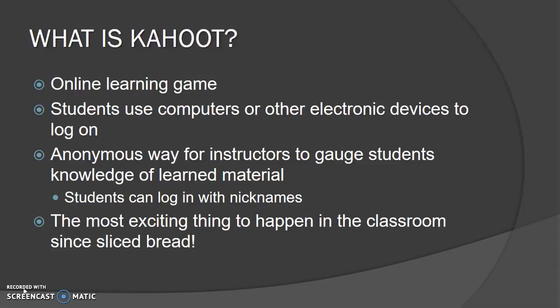Kahoot is an anonymous way for instructors to gauge students' knowledge of learned material. The reason that it's anonymous is that students can log on using a nickname. They don't have to use their real name. If they're not feeling confident about the material that they've learned, you can just enter a nickname, and then afterwards everything's tallied. You can download a spreadsheet of it.